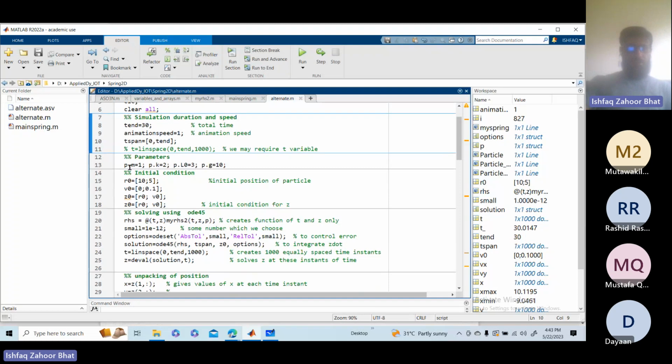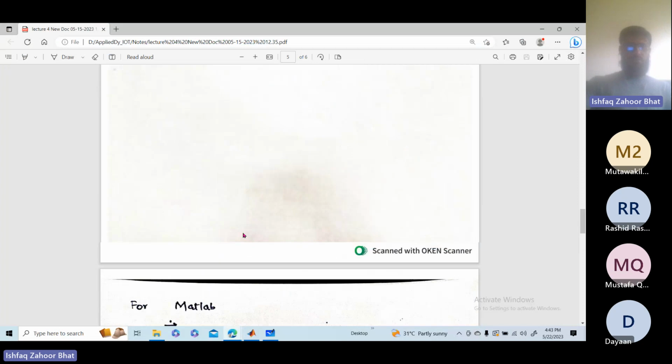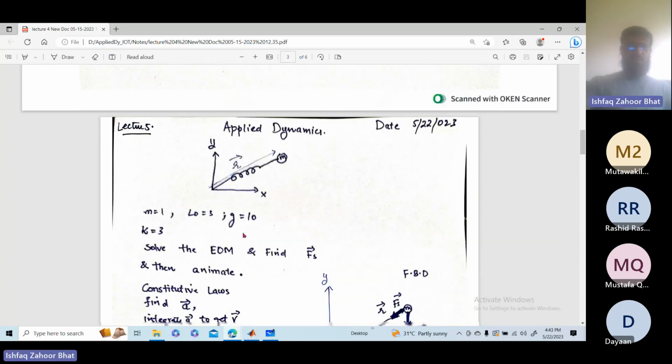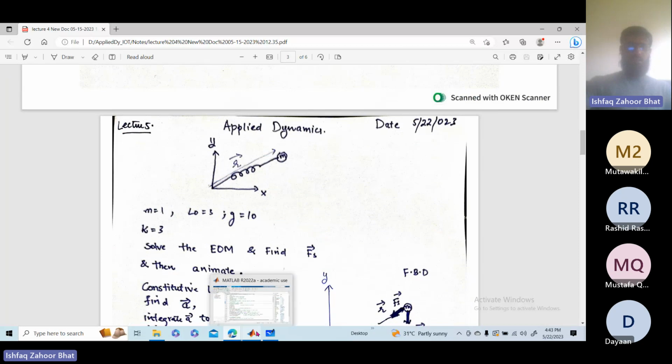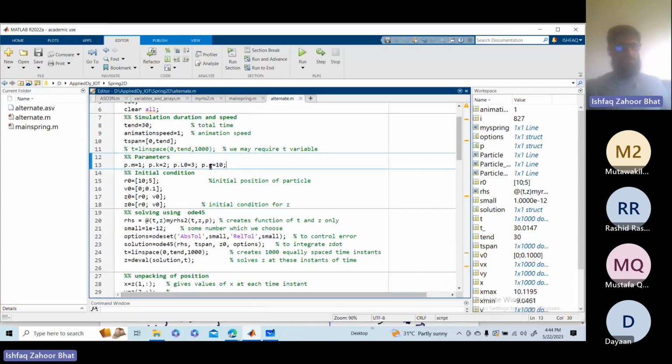The new thing here is this parameters. I will come to this parameter, but first let us assume that this is mass equal to 1, this is spring constant k, this is L naught, which is the initial or natural length of the spring, which is 3, and then this is g equal to 10. These are parameters which we have already defined here. I am storing these in MATLAB as parameters. So these are basically parameters of this problem, and I can vary these parameters. That is why I have written these in this fashion.